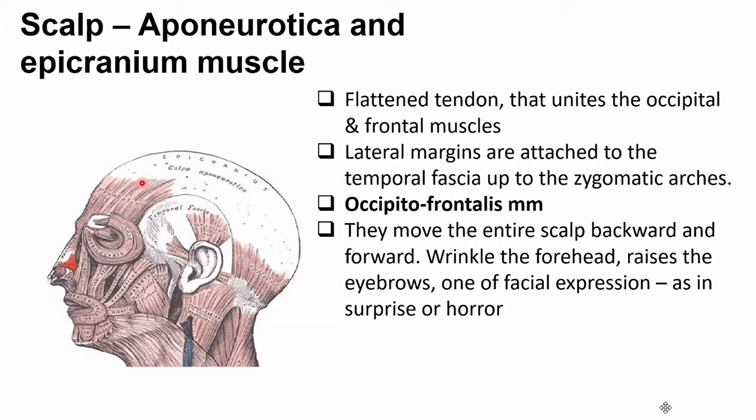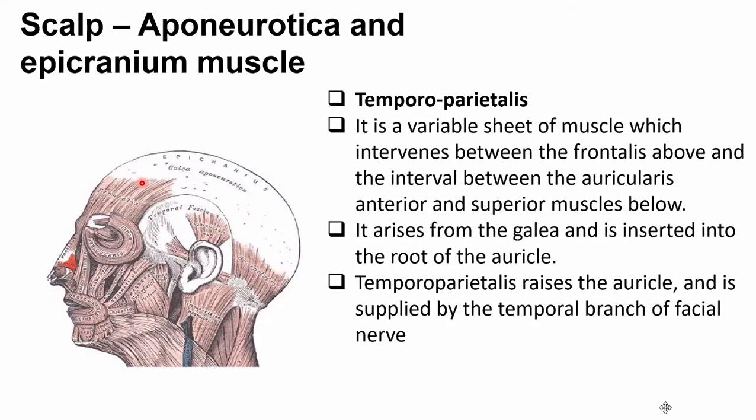Next is the temporoparietalis. It is a variable sheet of muscle which intervenes between the frontalis above and the auricularis, anterior and superior muscles below. It arises from the galea aponeurotica. It is inserted into the root of the auricle. The temporoparietalis is supplied by the temporal branch of the facial nerve, the same. So this is part of the epicranial aponeurosis muscle layer.